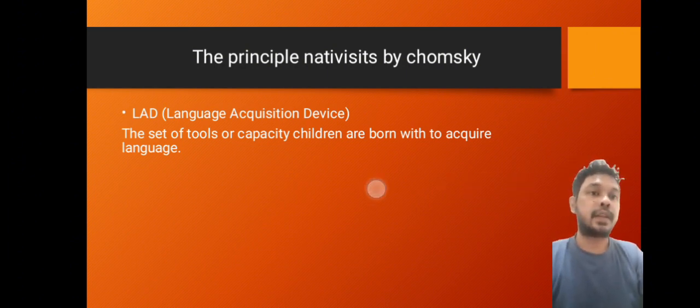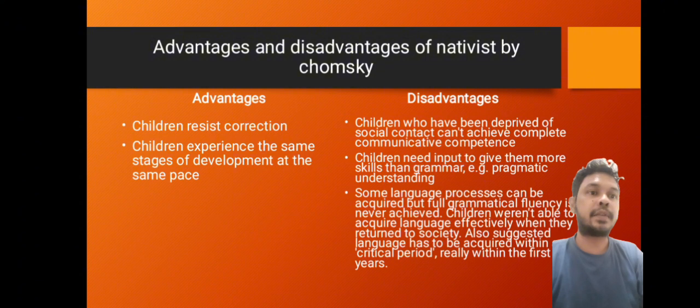And these are the advantages of nativism by Chomsky. The advantages: children resist correction, and children experience the same stages of development at the same pace. And these are the disadvantages: children who have been deprived of social contact can't achieve complete communicative competence. Children need input to give them more skills, and then grammar and pragmatic understanding. Some language processes can be acquired, but full grammatical fluency is never achieved.